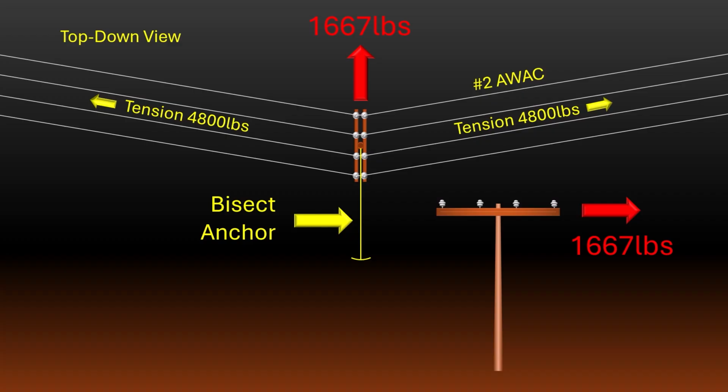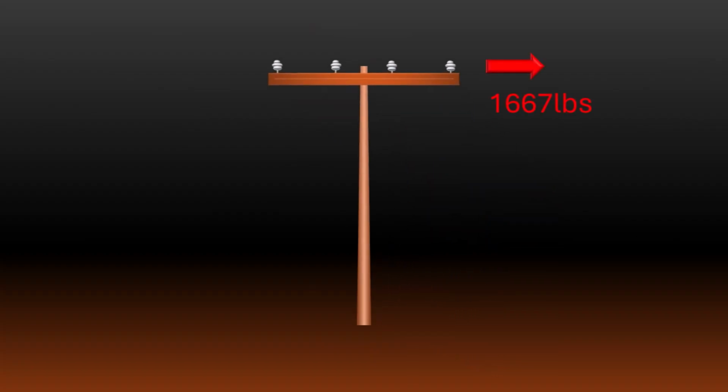The purpose of the bisect anchor is to apply a horizontal force equal to and in the opposite direction of our transverse load. In this case, the bisect anchor would need to apply a horizontal load of 1,667 pounds in the direction opposite the load caused by the conductors. To do so, however, does come at a cost.